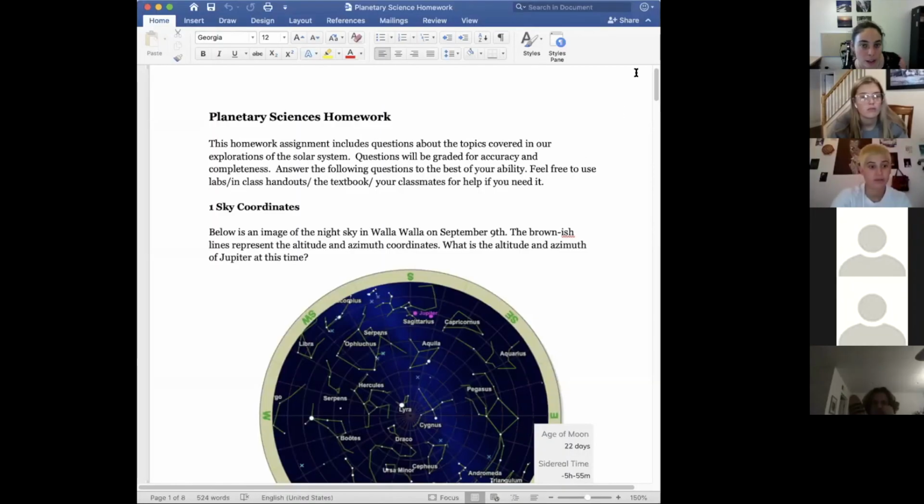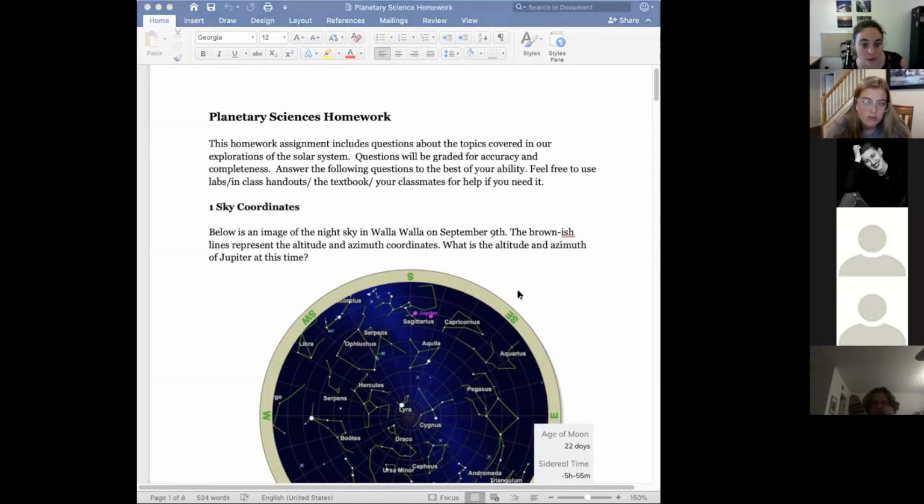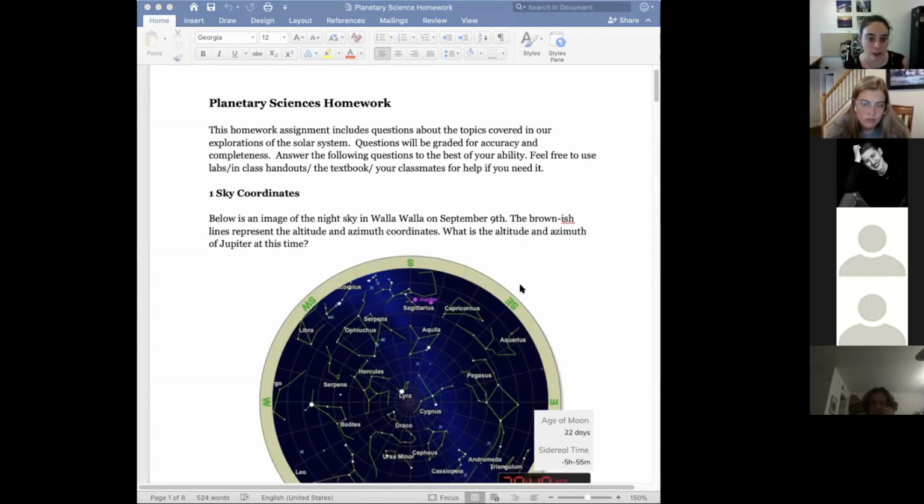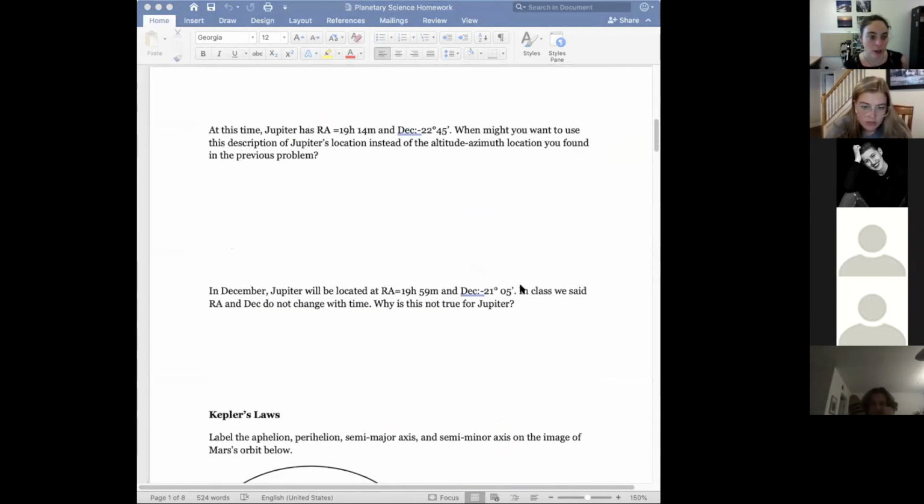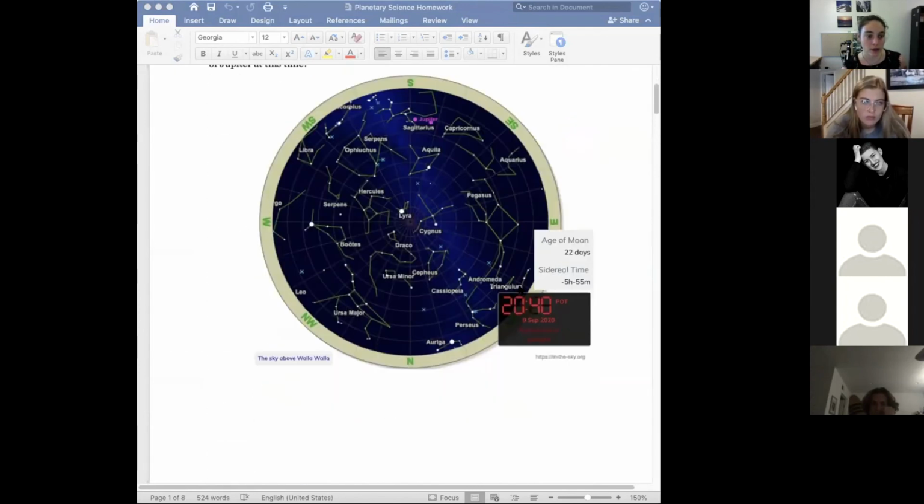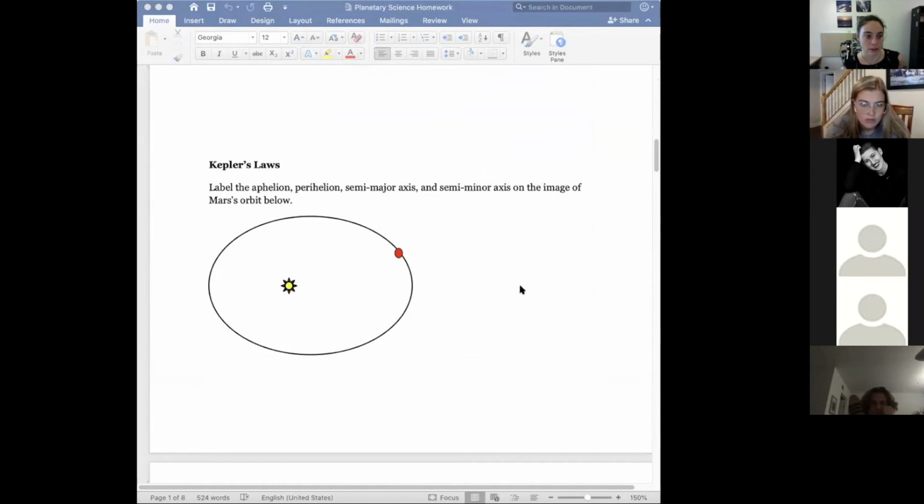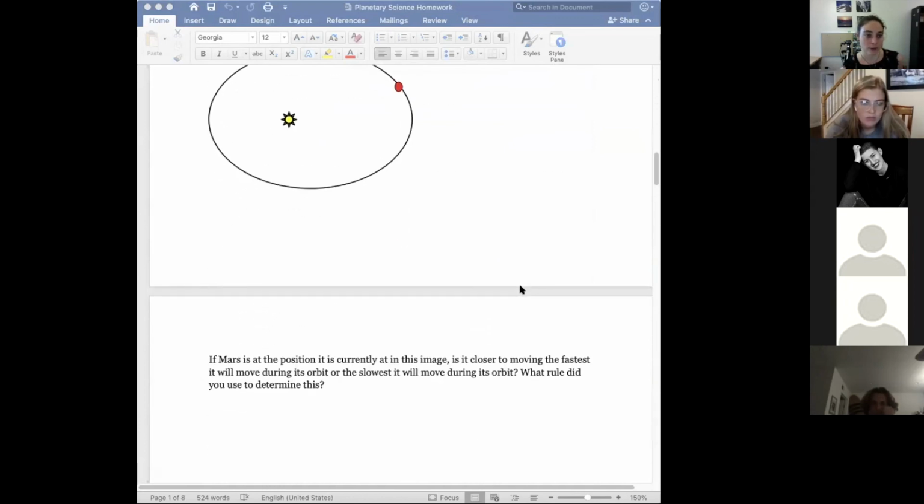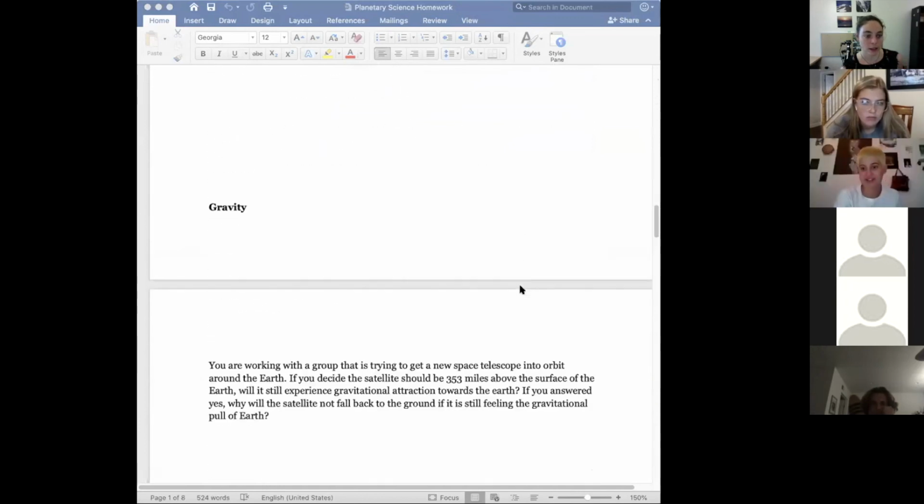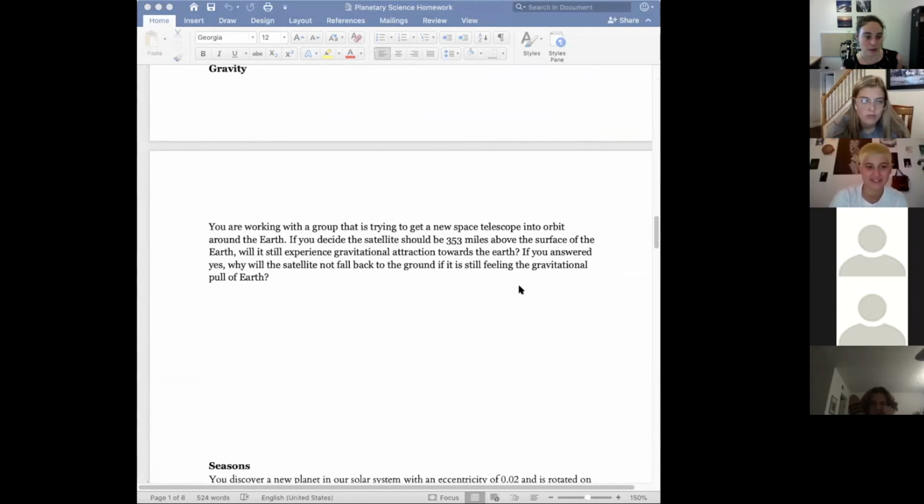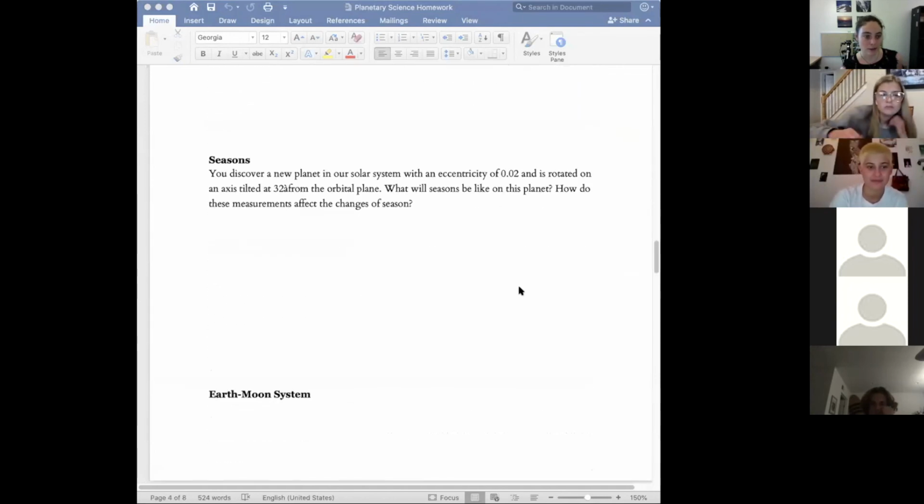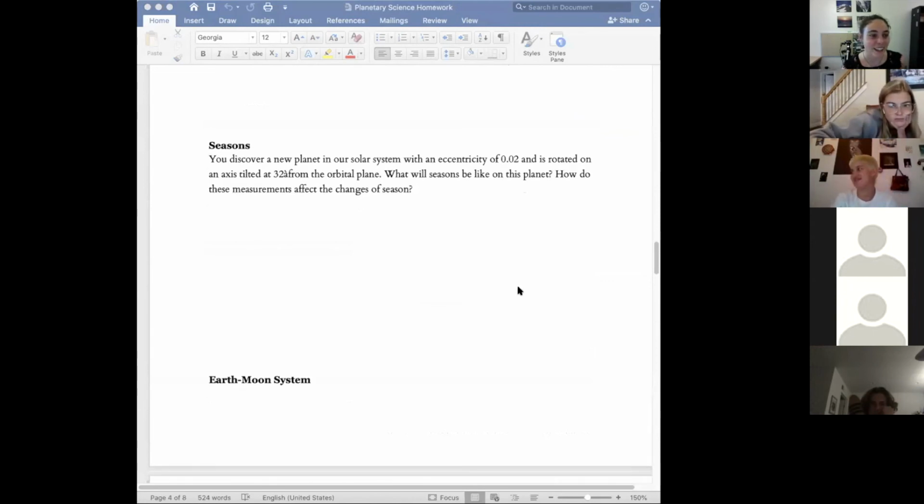There's also the homework assignment. It is up, and we have now gone through the information you need to do most of this. So this is your planetary science homework assignment. You can do as much or as little of it as you want, but we've already talked about sky coordinates, so you can answer these parts. We've talked about Kepler's law, so you should be able to do most of that. We've talked about gravity, so that should be stuff that you've seen before. We've talked about seasons. I think there's a little typo there, but sorry. But you should be able to do that.